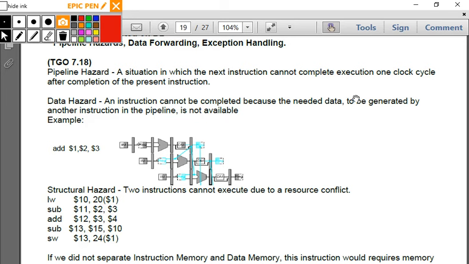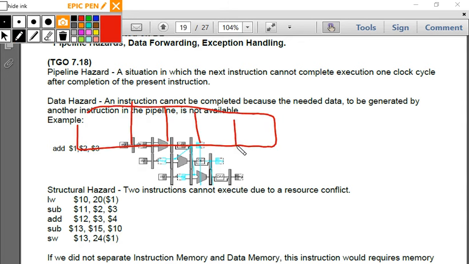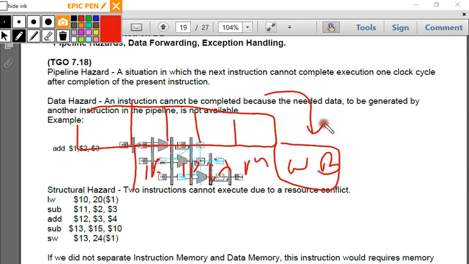Pipeline hazard: a situation in which the next instruction cannot complete execution 1 clock cycle after the completion of the present instruction. So what does that mean? That means I have some instruction here, and it takes 5 stages: instruction fetch, instruction decode, execute, memory, and write back. If it works, it's going to complete 1 instruction 1 clock cycle after the present instruction. So the next instruction has to do that.